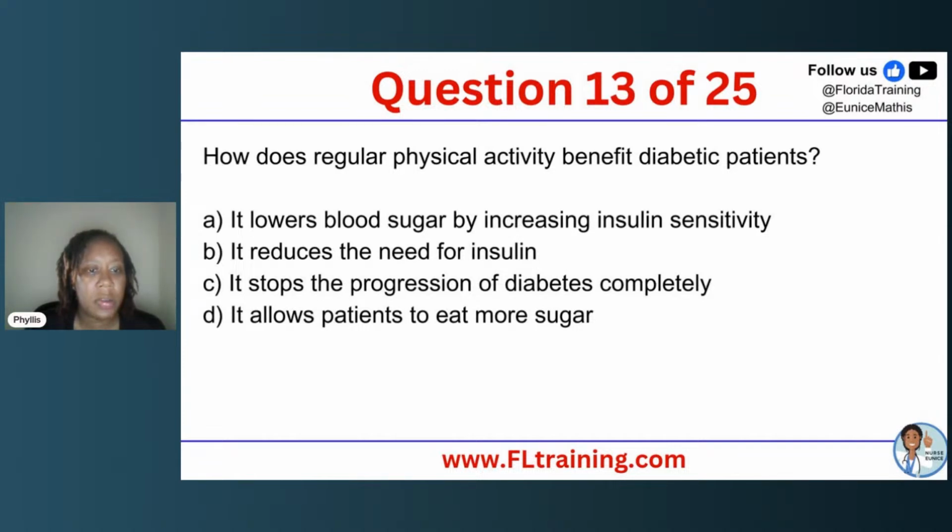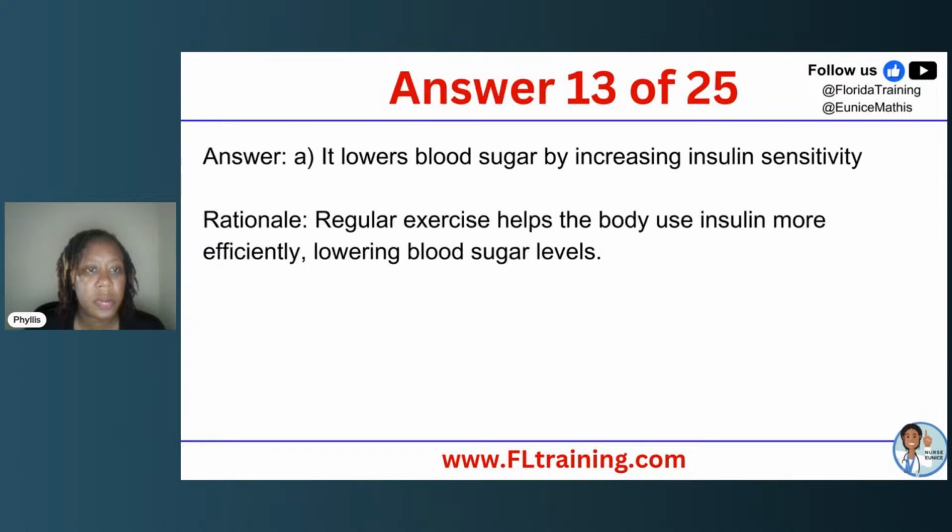All right, let's go ahead and reveal the answer. If you chose A, you are absolutely correct. It lowers blood sugar by increasing insulin sensitivity. Regular exercise helps the body use insulin more efficiently, lowering blood sugar levels.